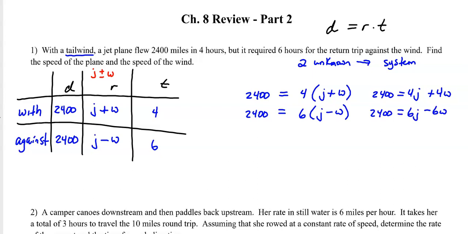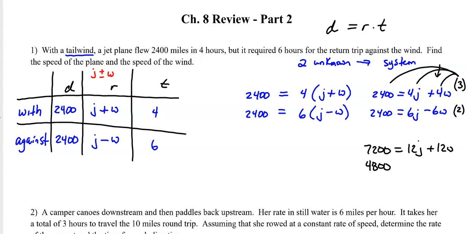I need to eliminate, so I need to get one of those coefficients to be opposites. I'm going to focus here because one's already a positive, one's a negative. And I think if I multiply this row by 3 and this row by 2, we should be good to go. We're going to get a positive 12, negative 12. So let's do that. Multiply everybody by 3. So that's going to be 7,200 is 12J plus 12W. Going the other way, I got 4,800 equals 12J minus 12W. And now we're ready to eliminate.